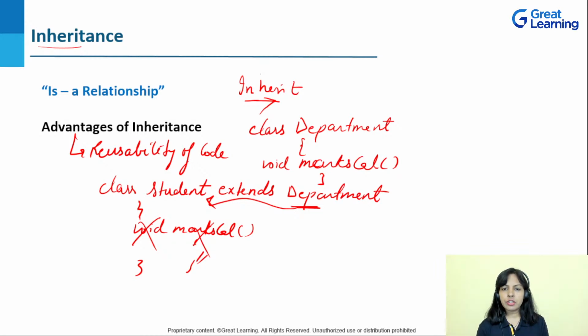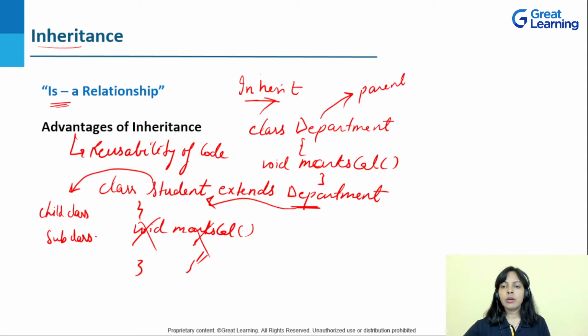Now, what is a relationship? So is a relationship should be between child class and parent class. So this class student, which has acquired all the properties from class department, is called your child class or subclass. Okay, and department is called your parent class or superclass. Getting it? So is a relationship says that between child class and parent class there should be an is a relationship.